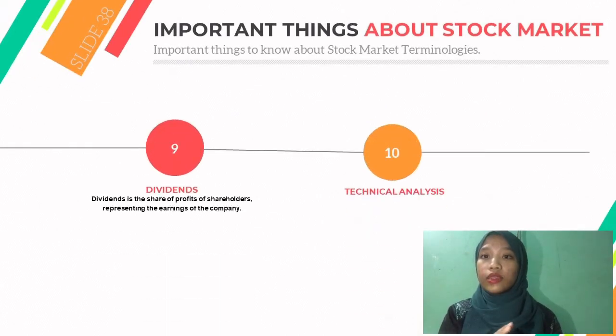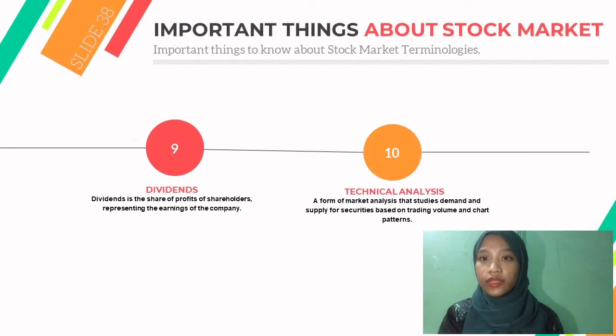Now, number 9 is dividend. Dividend is the share of profit for shareholders representing the earnings of the company. Number 10 is technical analysis. Technical analysis is a form of market analysis that studies demand and supply for securities based on trading volume and chart patterns. That's all from me. Ten important things to know about stock market terminologies.